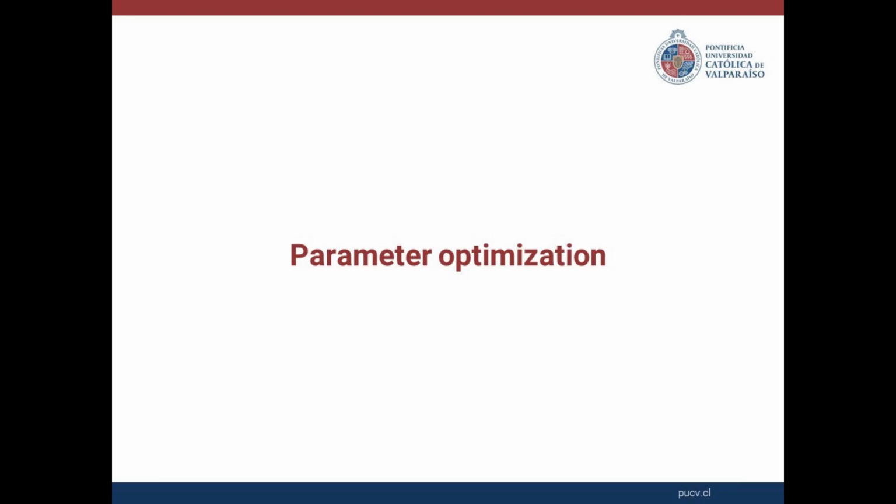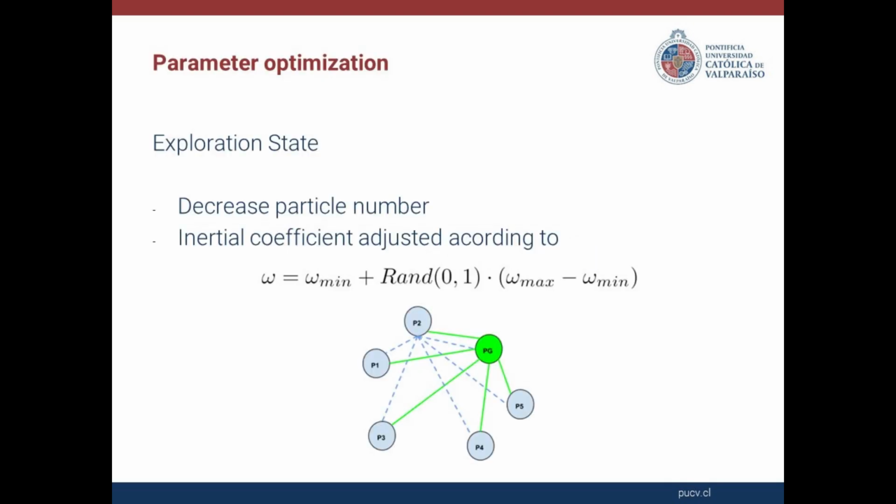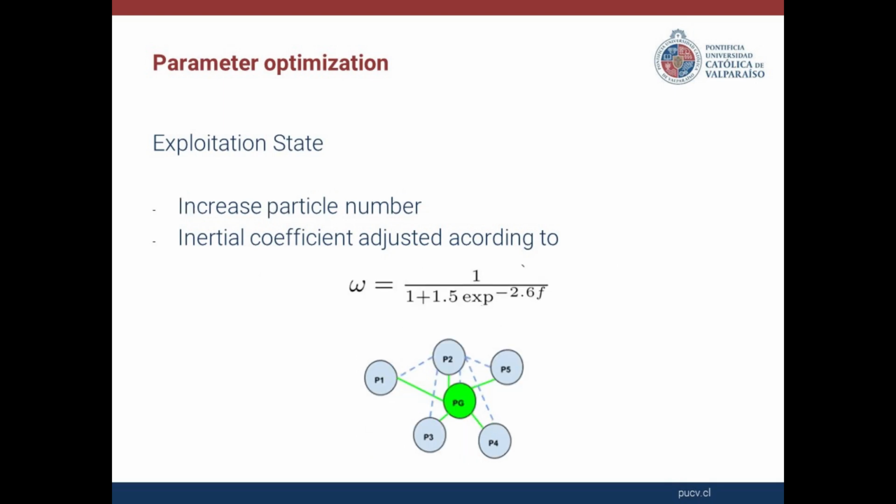According to the classification of states made, we will update the value of the inertia coefficient and the particle number for each PSO individually. In the exploration state, we will decrease the number of particles. The inertia coefficient is stochastically updated to a value between the minimum and the maximum. In the exploitation state, we will increase the number of particles. The inertia coefficient will take a value between 0.4 and 0.9 in proportion to the value of the evolutionary factor.